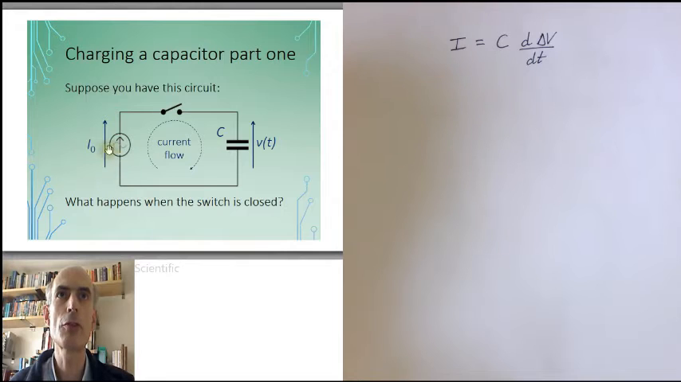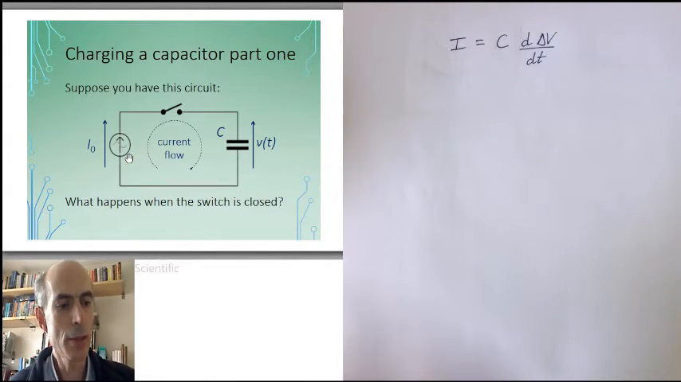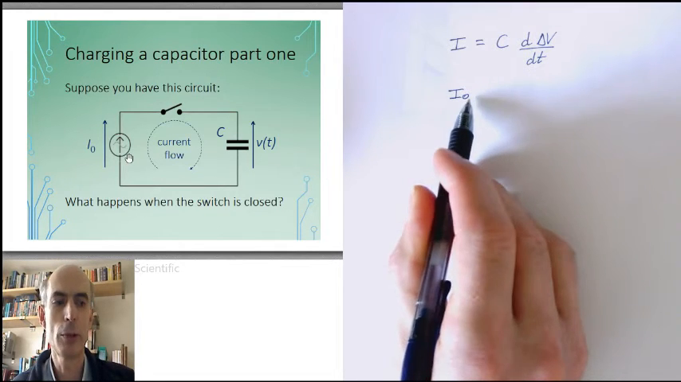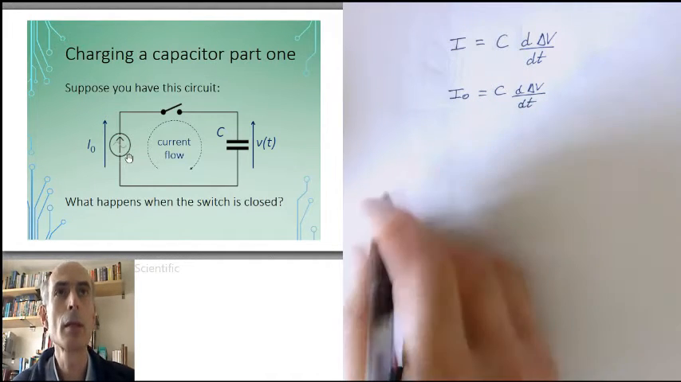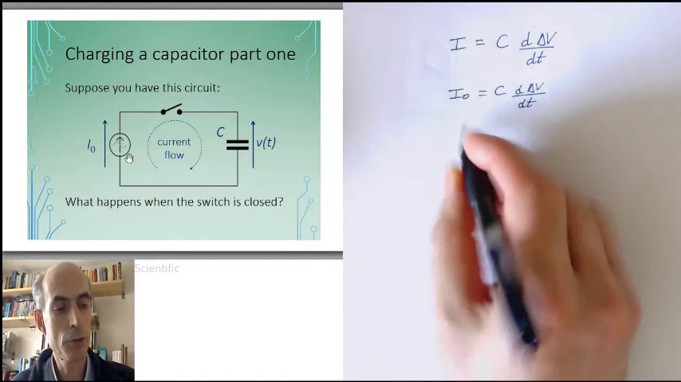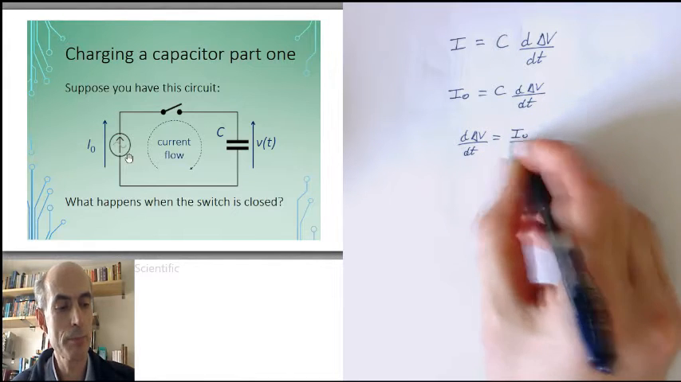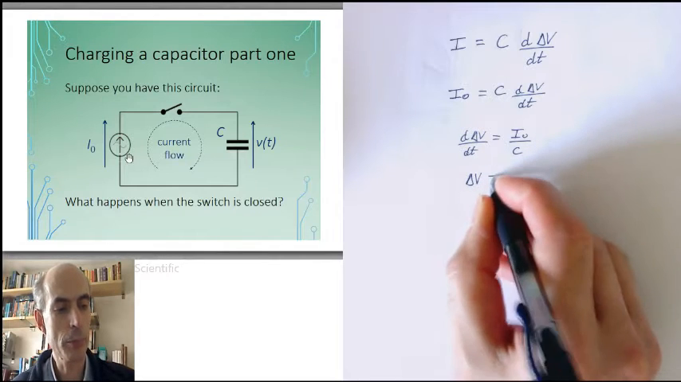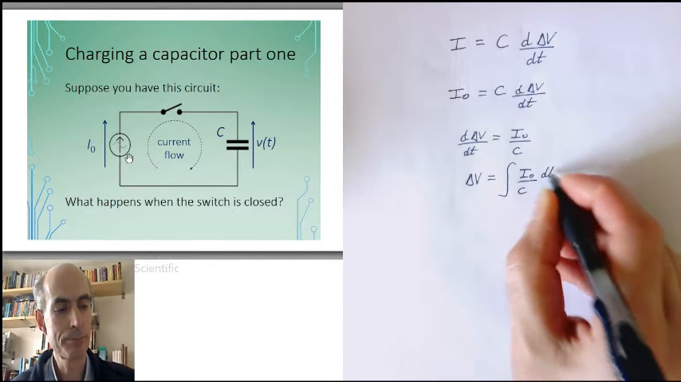Here we'll assume that this current source is constant after the switch is closed. That's the simplest case. In that case, we can call it I0. The constant value of the current equals C dV/dt. And therefore dV/dt equals I0 over C. I can integrate this up, and that will tell me that the voltage across the capacitor is the integral of I0 over C dt.